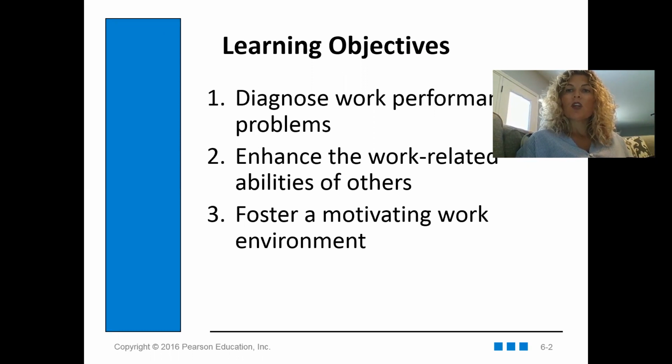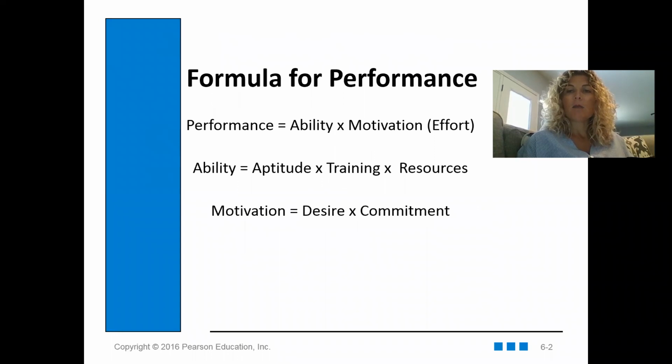And we looked at those different equations, which help us break down what really makes up motivation and what really makes up ability, and we strictly focused on the ability piece of it. So we looked at tools that we could use to help increase performance if ability was the problem. So today we're going to focus on the third learning objective, which is fostering a motivating work environment. So the idea here is to create an environment where people are motivated through these different pieces that we can put into place as the managers.